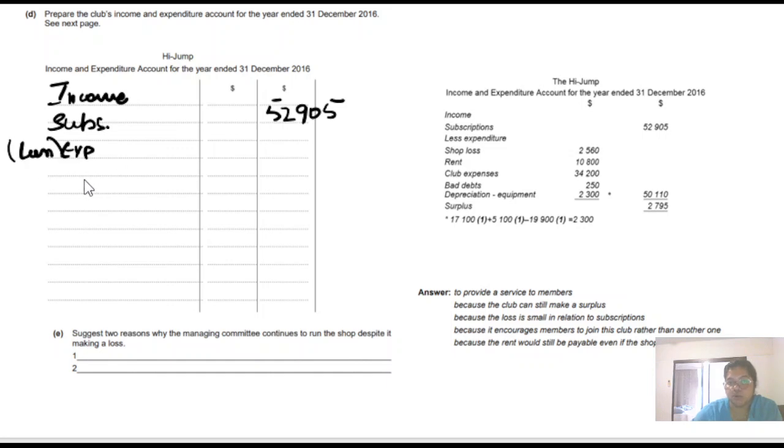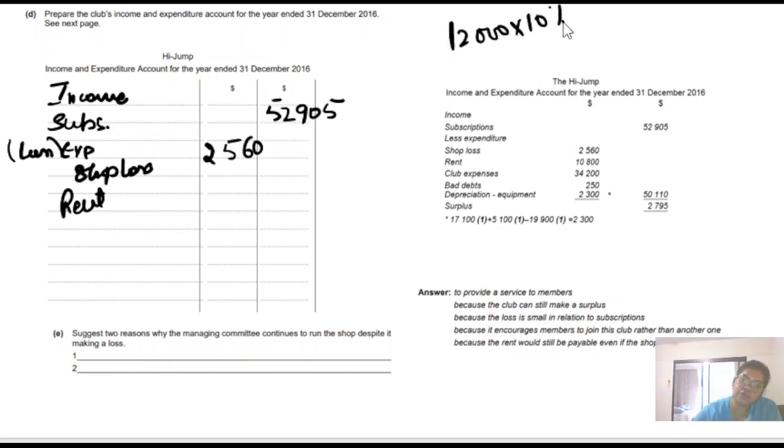Okay, so expenditure which is related to the recurring basis. So first of all, the shop loss which we recently calculated, which is 2560. Then rent, 12,000 is your rent. So 12,000, 10% is allocated out of the 12,000, 1,200 is for the shop. So the left thing is 10,800. This is for the club, so you have to write down 10,800.